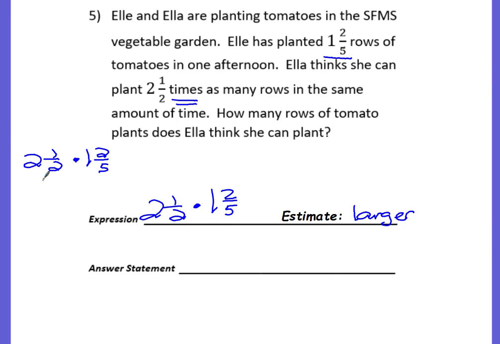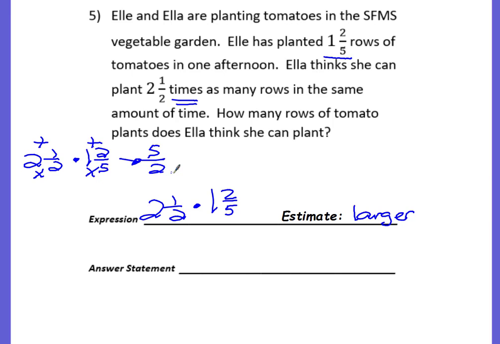Now, we cannot multiply mixed number times mixed number. You can only multiply fraction times fraction. So we have to change both of our mixed numbers into improper fractions. So to do that, we do our Texas backwards. We're going to start backwards, start with the denominator. 2 times 2 is 4, plus the 1 is 5.